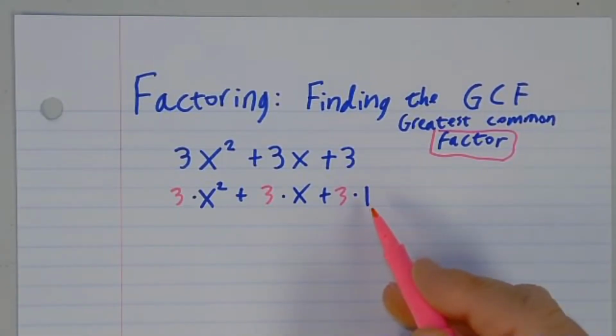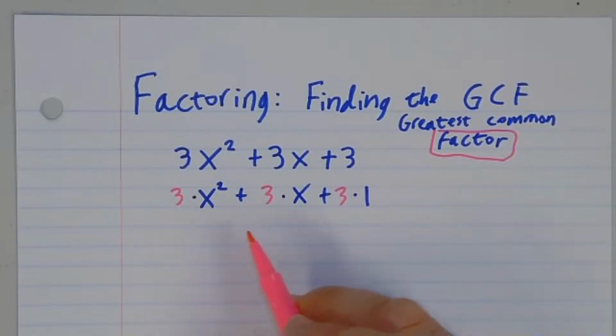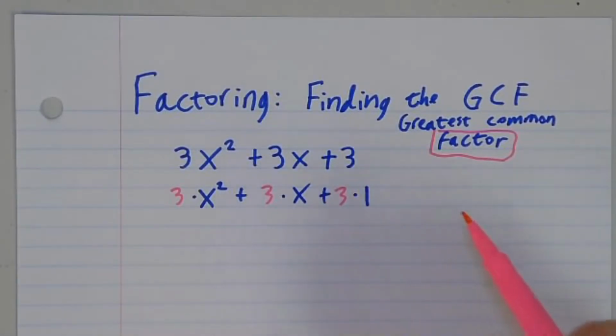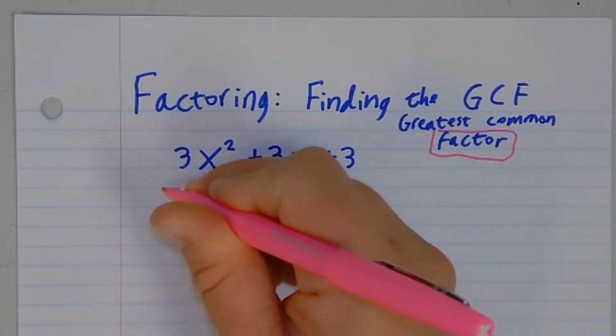And since this one's being multiplied by 1, this one by x, this one by x squared, there aren't any other constants that I could factor out. There aren't any other numbers that I could factor out. And because this one doesn't have any x, there aren't any x's that I can factor out. So 3 is my greatest common factor.